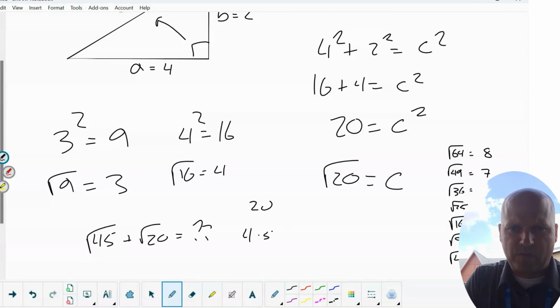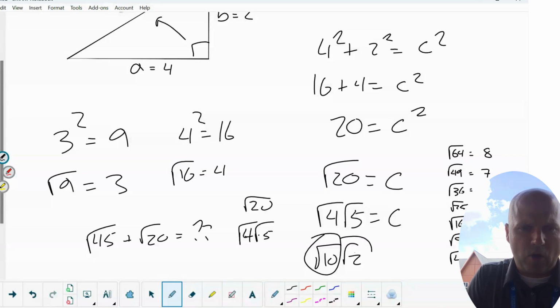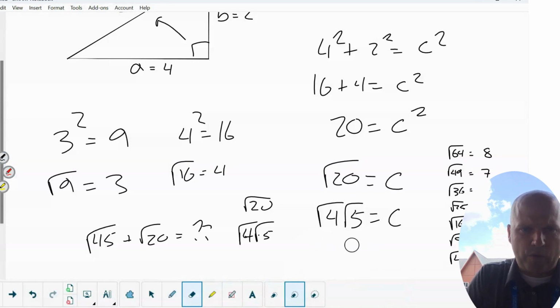We use a very important property: if you can write 20 as 4 times 5, you can write root 20 as root 4 times root 5. Now, why didn't I use root 10 times root 2? Because I don't know what root 10 is. It's not one of these perfect square roots. I don't know what root 2 is either. So why did I choose 4 and 5?